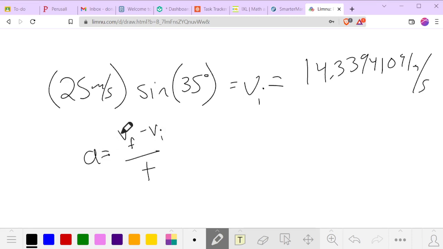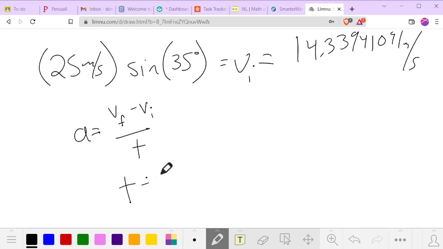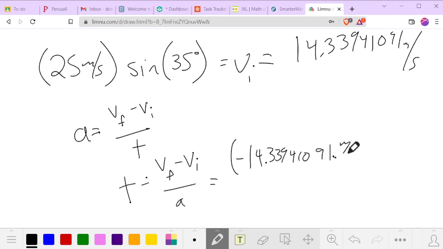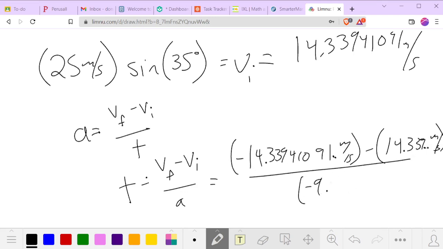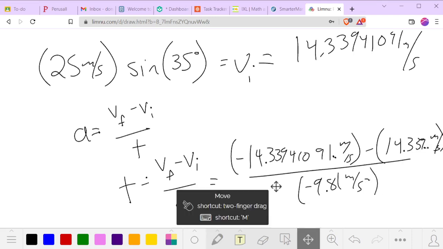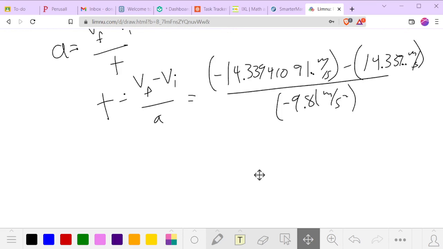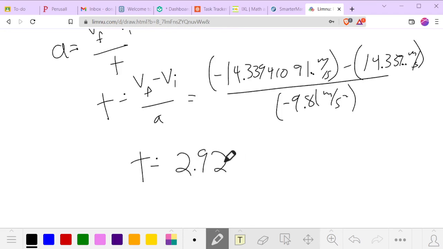So we can use our acceleration as the final minus initial over time to say that our time is the final minus initial velocities over the acceleration, where our final velocity will be negative 14.3394191 meters per second, and our initial is the positive version of that number because we have that symmetry in the absence of air friction, and our acceleration is negative 9.81 meters per second squared. So the total time is 2.9234273 seconds.